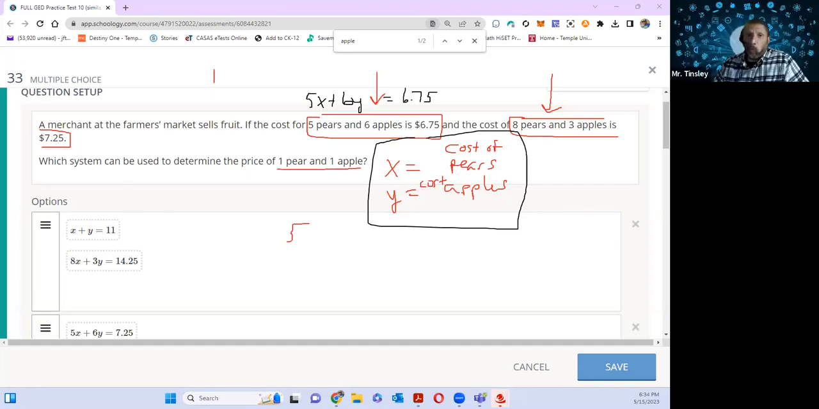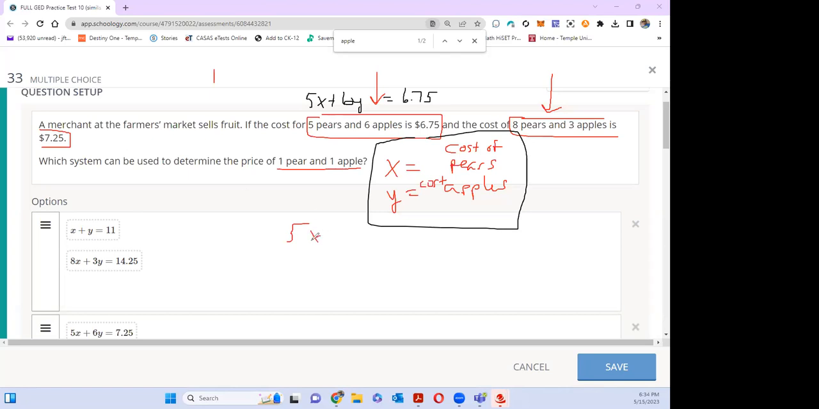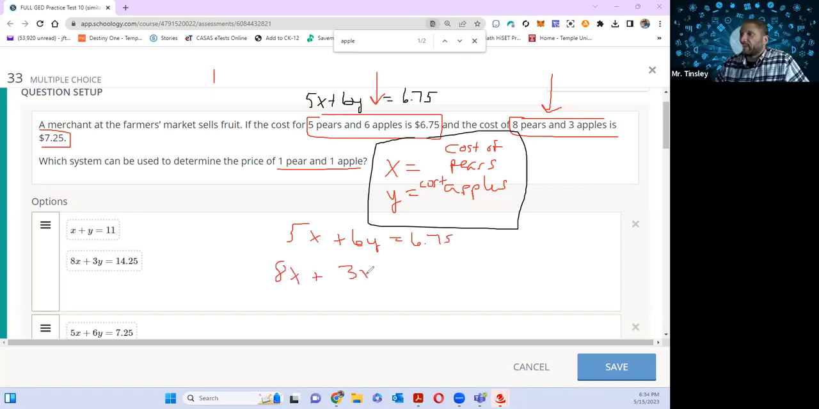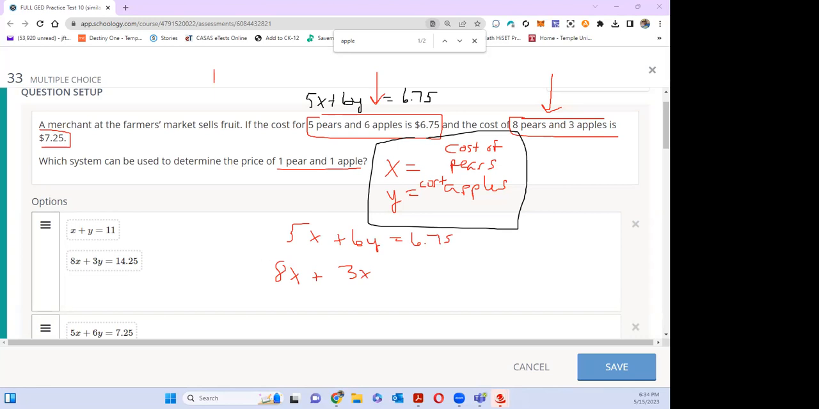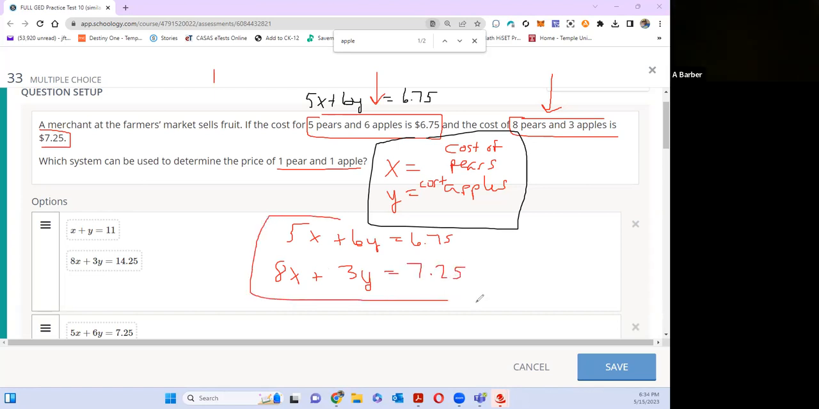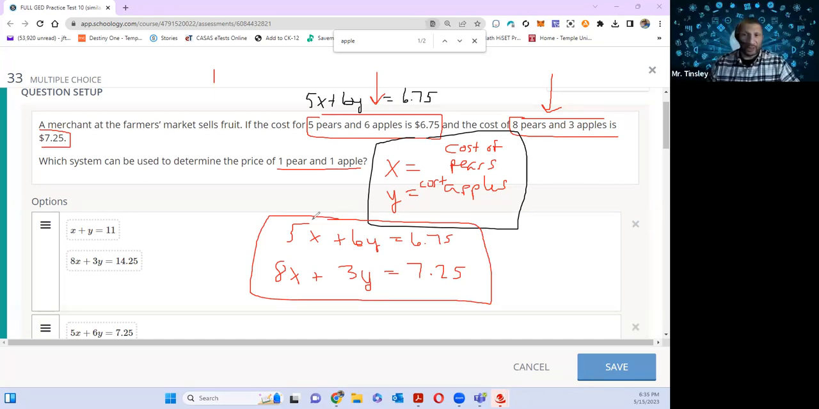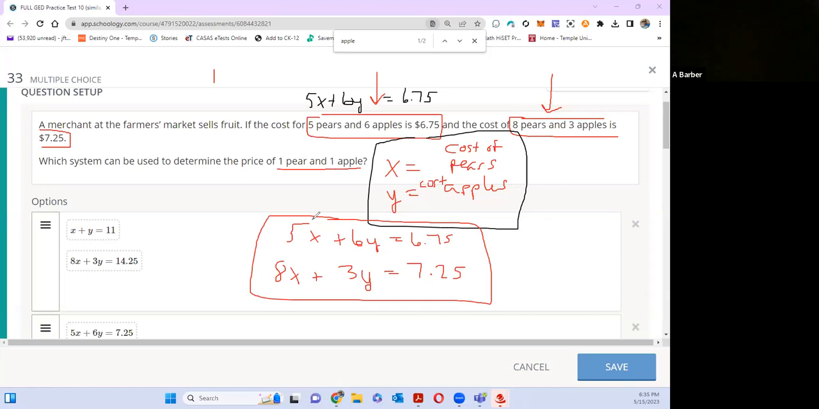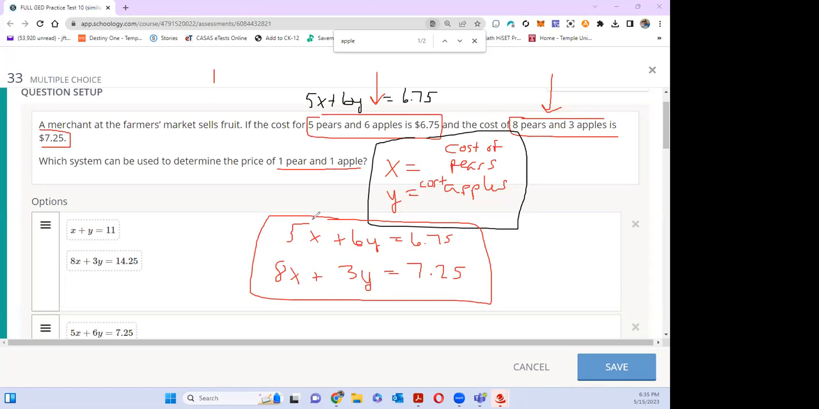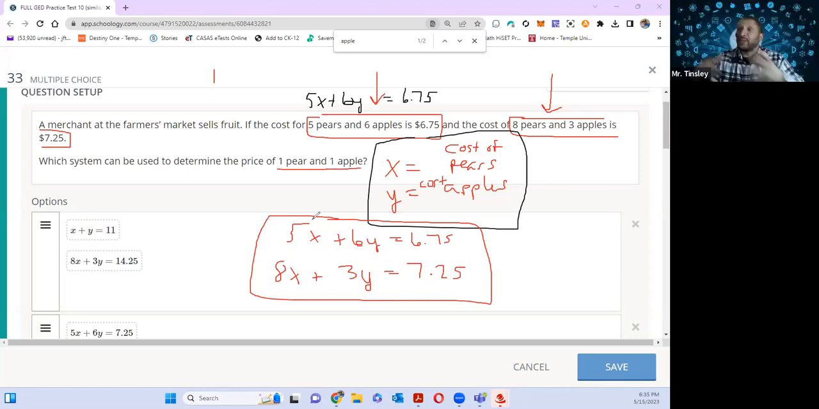What's my second equation going to be? You're gonna have 8x plus 3y equals 7.25. Those are your two equations that you would need to set up this system of equations. So when you're doing a system of equations, identify what your variables are standing for, and then use the words in that problem to get your equation.